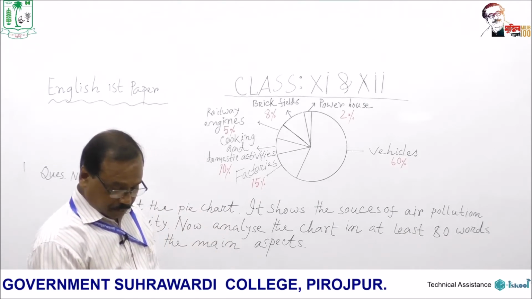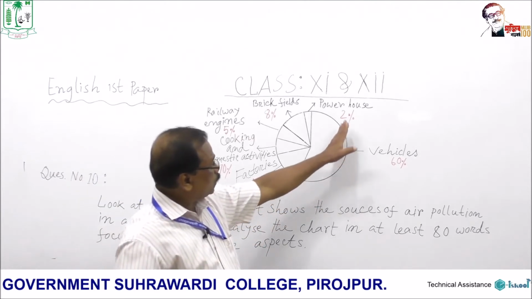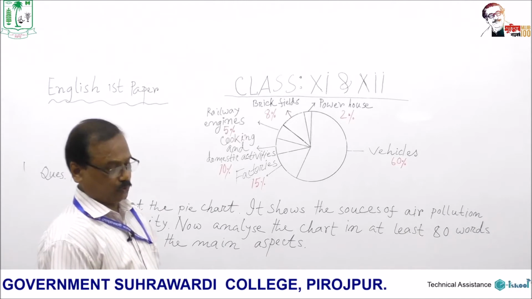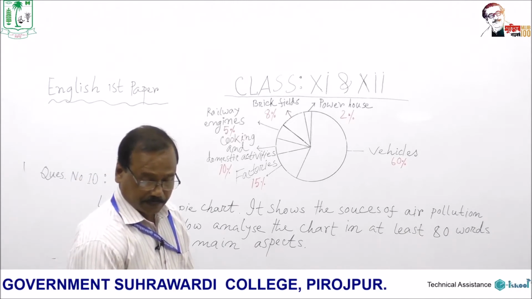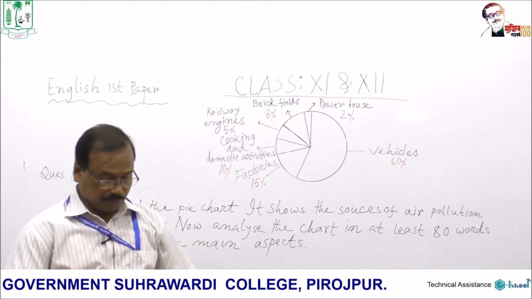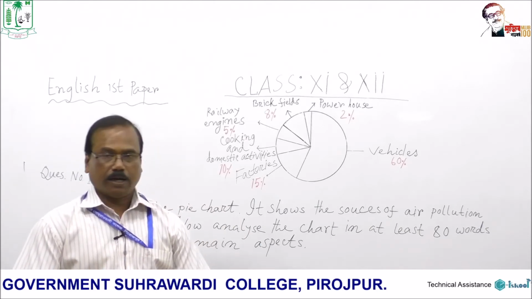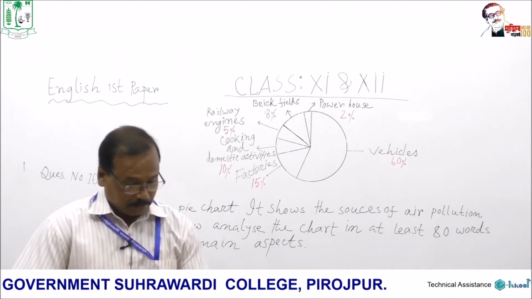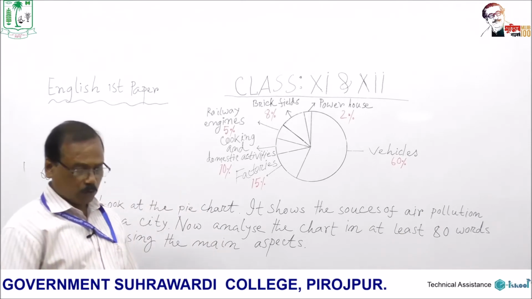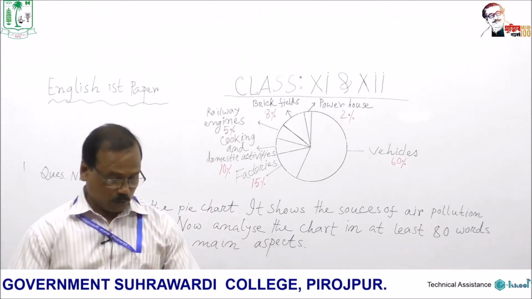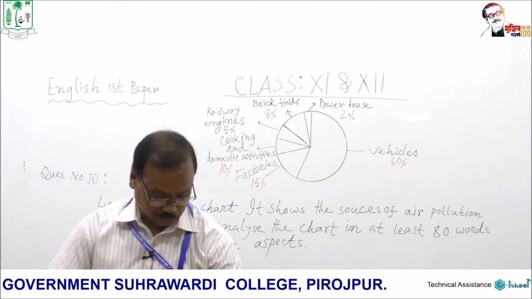Then finally, 2% polluted by powerhouse. Now the second portion of analyzing the pie chart or graph chart, you can put your own opinion also here in this portion.